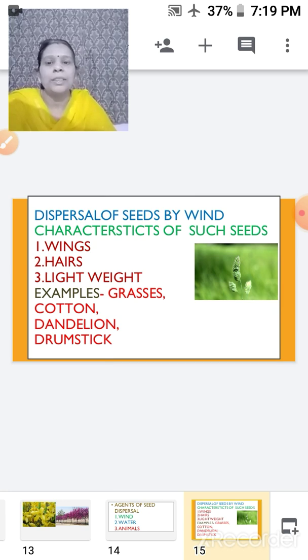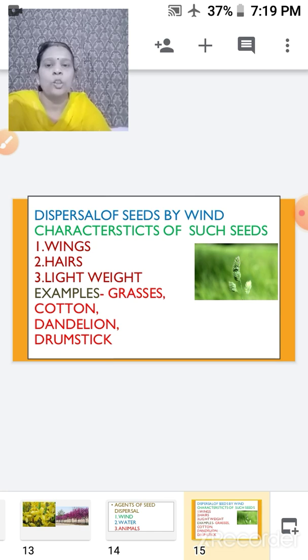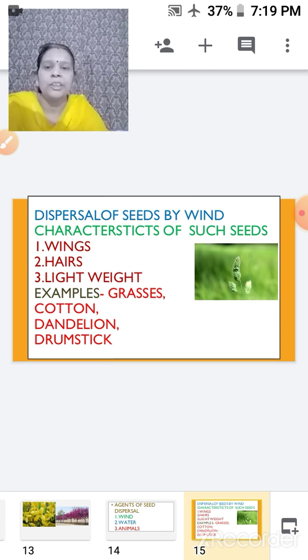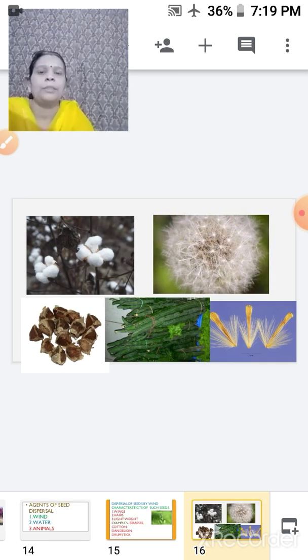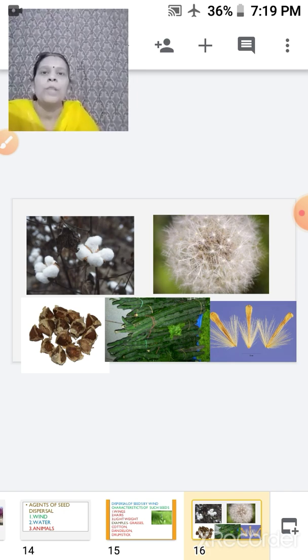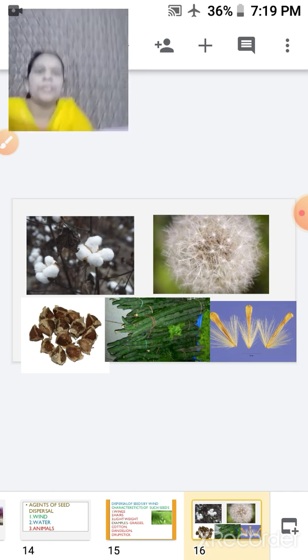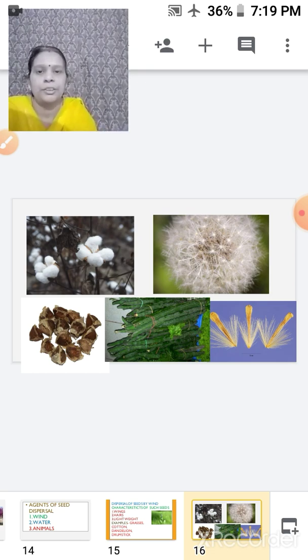Among this we have some very common plants which are examples. They are your normal grass, the cotton plant, the dandelion, and the drumstick. So these are some of the main common plants where the agent is the wind. Here you can see the seed is dispersed with the help of the wind, and thus the seeds of such plants travel away from their mother plant.